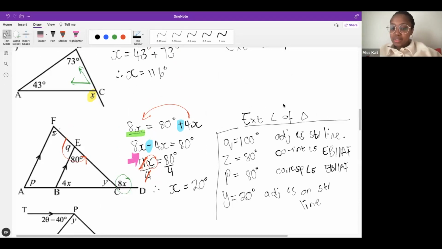Done. Wonderful. Sia says, I thought y was 180 minus 100. Remember, Sia, the angle next to y is 8 times 20, which is 160. So it's 160.